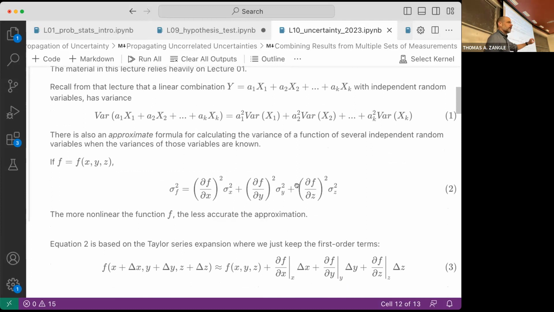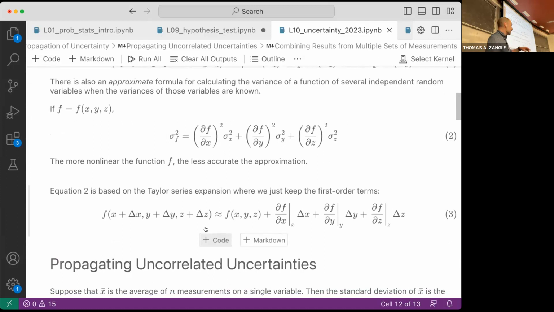So we can go further than this. If we have a function which is not just a linear combination of variables, we can approximate the standard deviation of the resulting function value, sigma f, using this expression here. This is based on the partial derivatives of the function with respect to each variable: partial f, partial x squared times sigma squared x, plus partial f, partial y squared times sigma squared y, plus partial f, partial z squared times sigma squared z, where f is a function of x, y, and z. And this is based on Taylor series expansion.